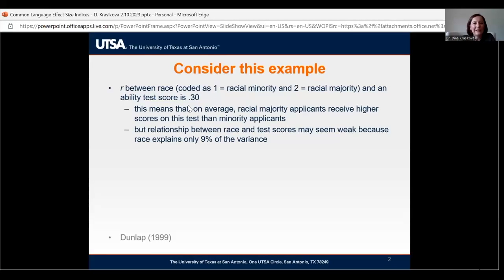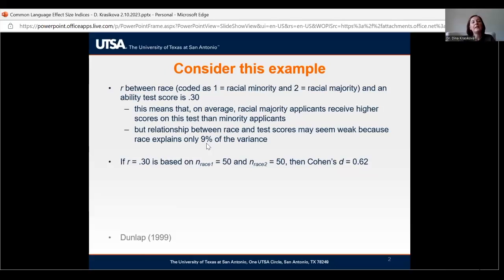So if we look at this 9%, to some people, it may look like 9% is not that big of an effect. So this effect is easy to dismiss as practically unimportant, just because 9% does not look like a whole lot of variance that's explained by race.